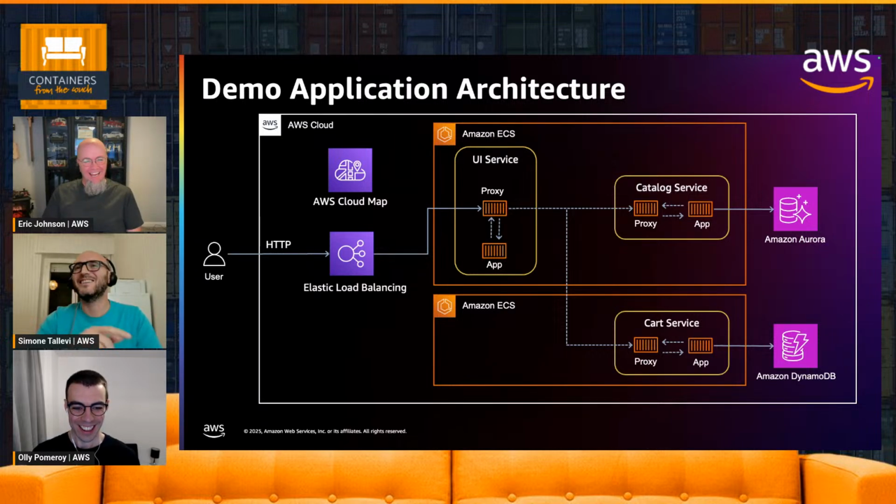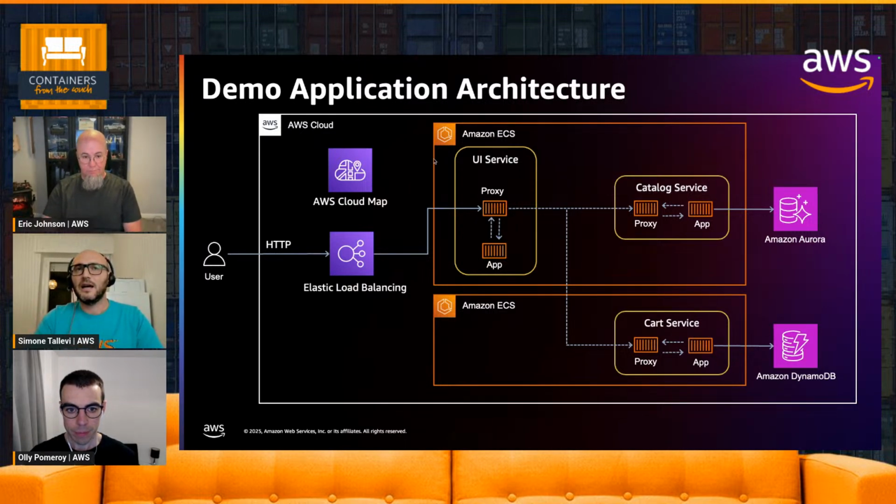Okay, and so to set the scene a little bit, we're going to deploy these three services: UI, catalog, and cart. Each of them will have an application container and a proxy running next to the application that will take care of the service-to-service communication. It will create a retry mechanism, make communication reliable, and bring the whole nice feature set of Service Connect out of the box.